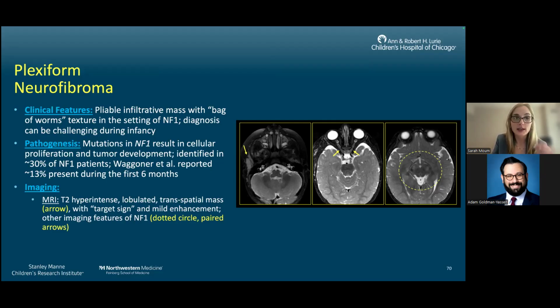The case I'm showing here is very classic. So we see a T2 hyperintense lobulated mass, admittedly still small in this very young patient, but in a classic periorbital location.